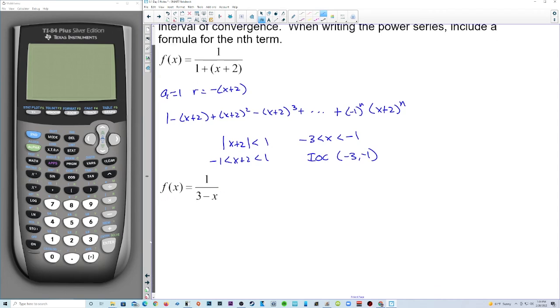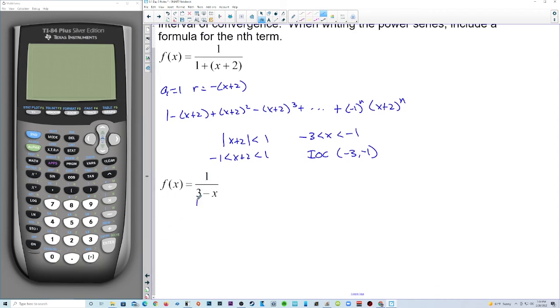For the next one, we need this to be a 1. 1/3 over 1 minus 1/3 x. So a sub 1 is 1/3. R is 1/3 x. So the series is 1/3 plus 1/9 x plus 1/27 x squared plus 1 over 81 x to the third plus keep on going.